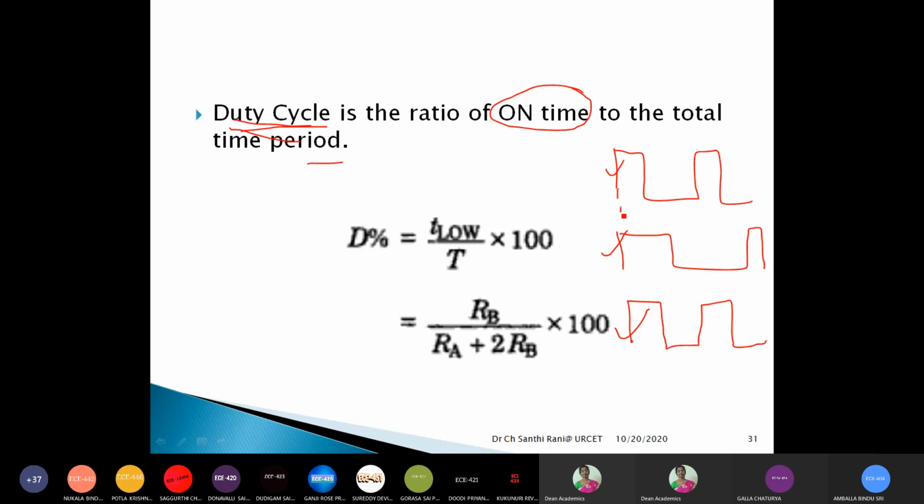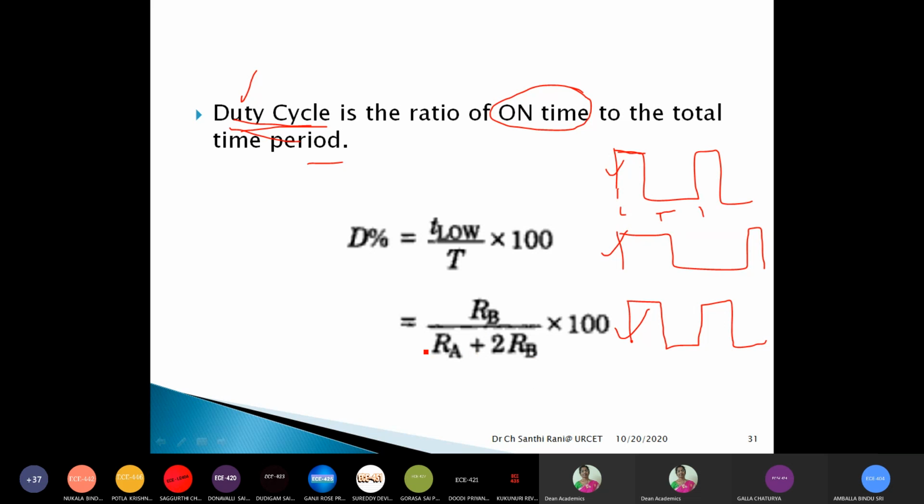For example, this is the total time period T. Then the on period is this much. On time is this much. So on time divided by total time period is the duty cycle. Okay.